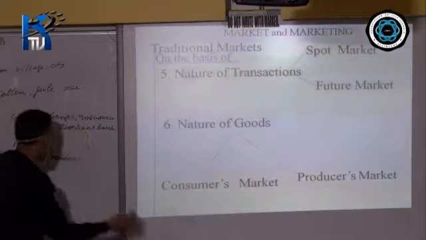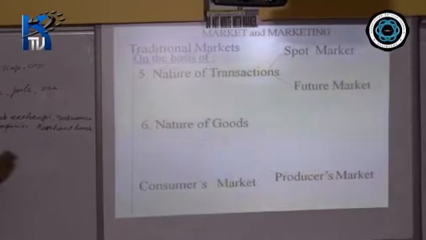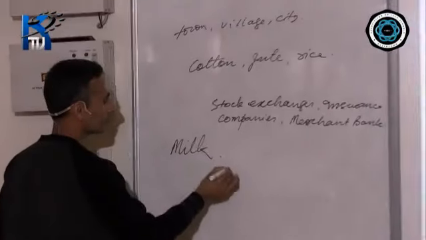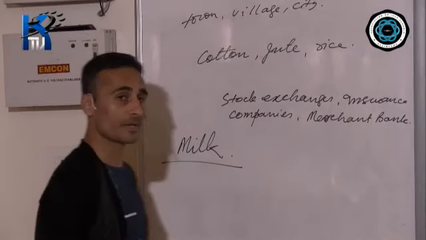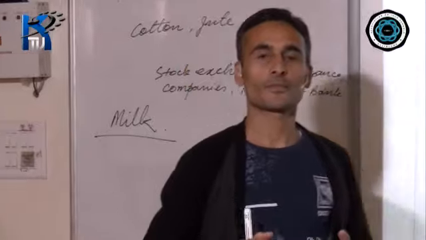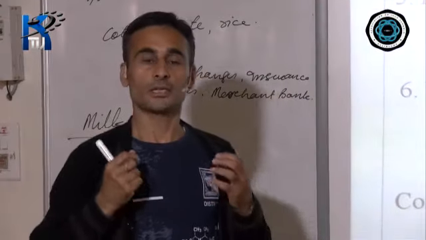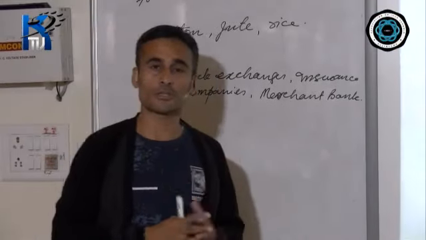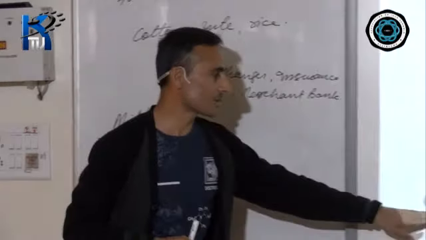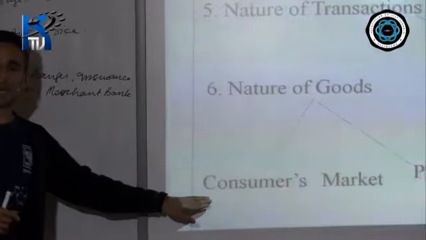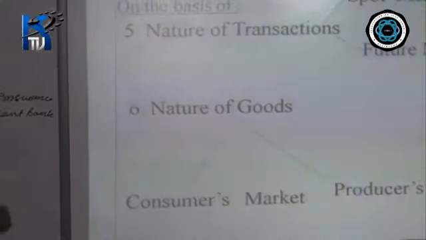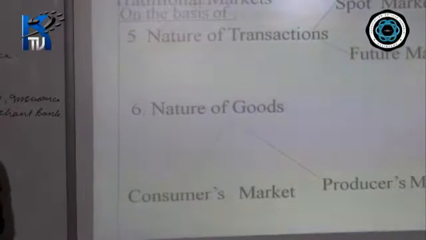Let's take an example here. I'll just give an example of milk. We drink milk to make ourselves strong. A household buying milk for final consumption will be termed as consumer goods, and the market from where the household is buying that milk will be termed as consumer market.